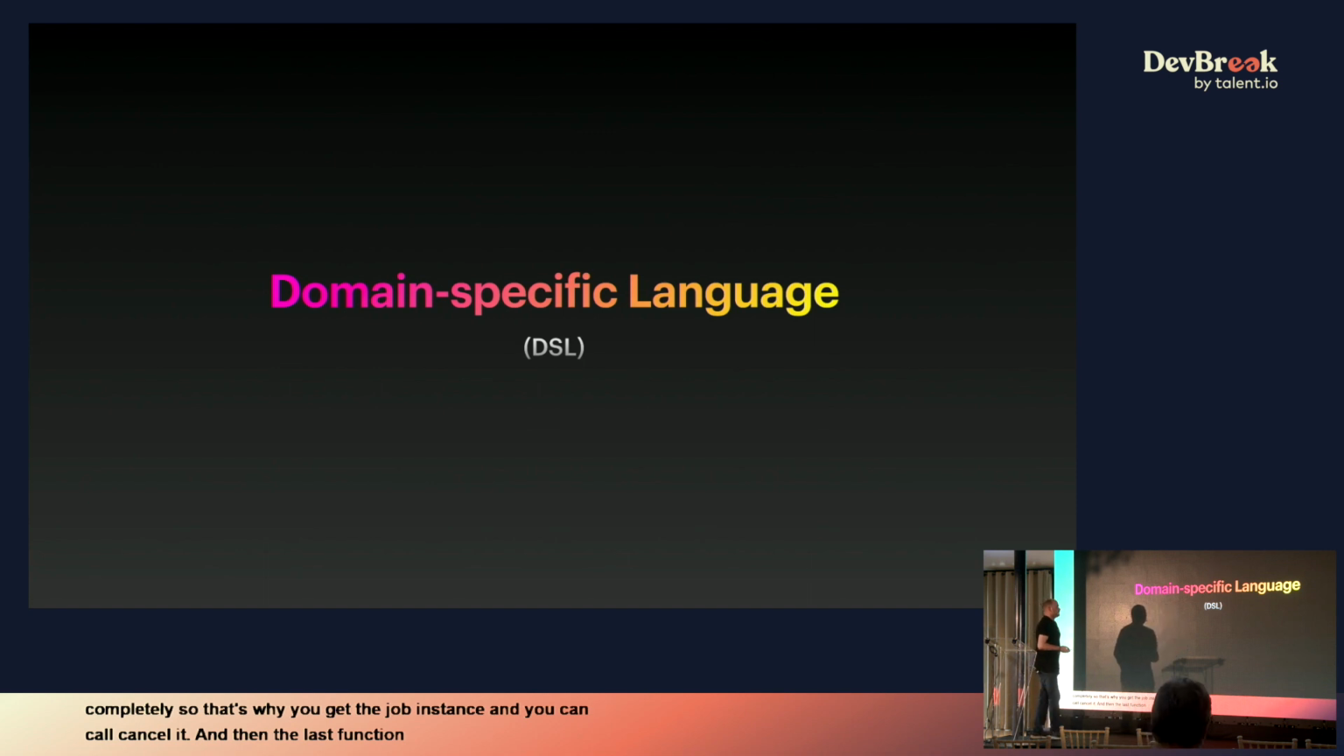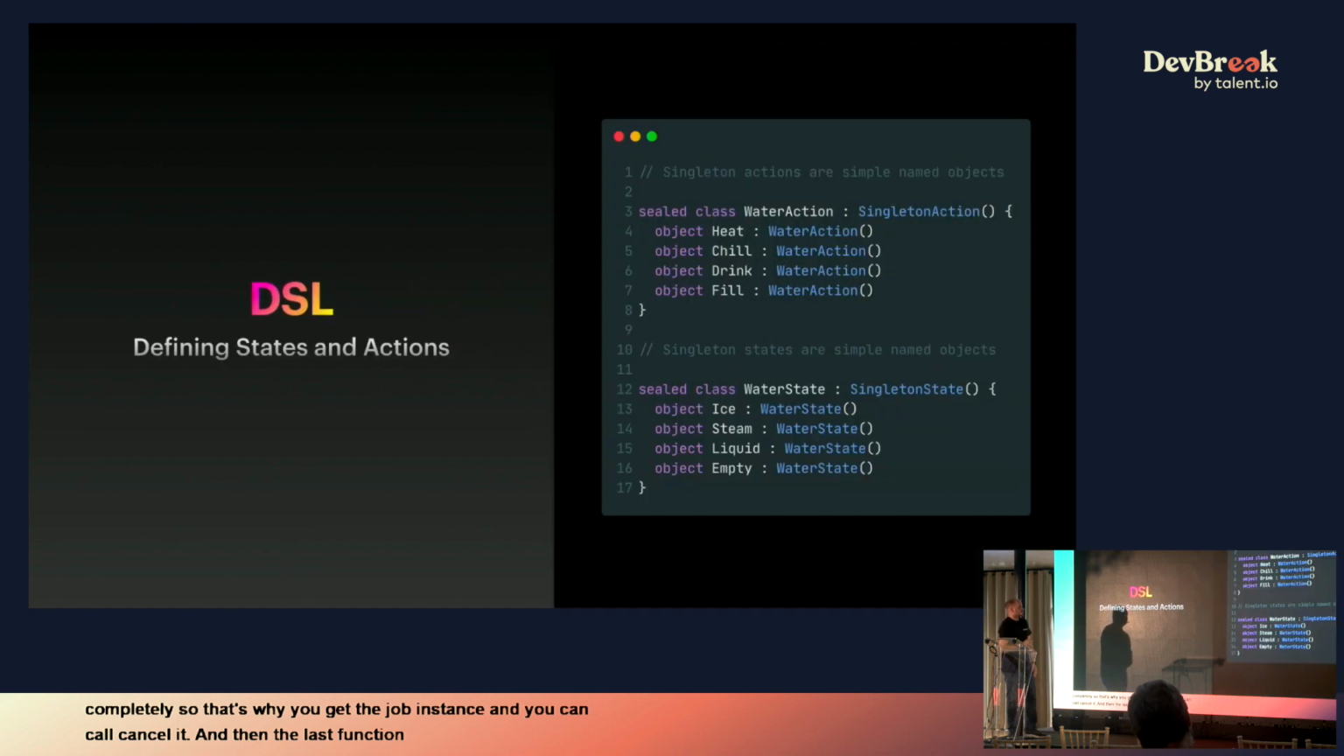Okay, so maybe something interesting that Kotlin can do is create domain-specific languages, or DSLs. And I want to show you what I did for creating the state machines. And basically, it looks something like this.